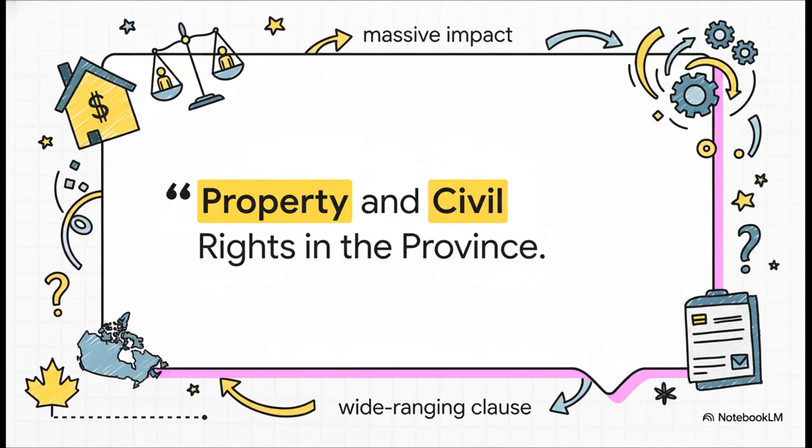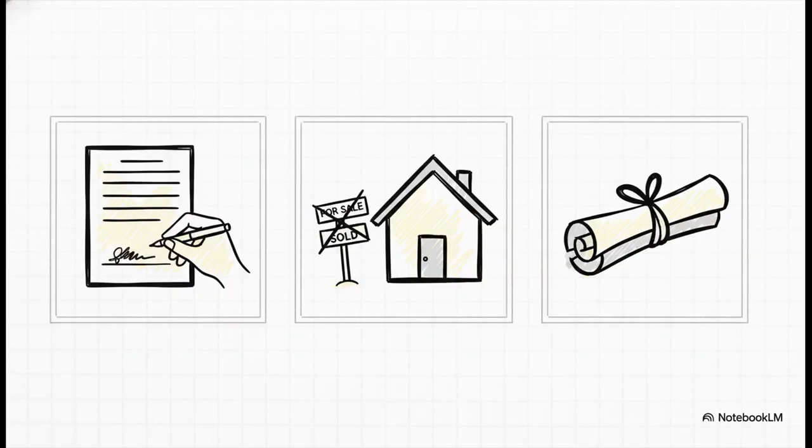And now, we get to what might just be the most powerful, most wide-ranging clause in this entire section. It's just 6 little words: property and civil rights. But boy, do they have a massive impact on your life. This right here is the source of so much of Canada's regional diversity. It is the reason why the rules for, say, renting an apartment or starting a small business or even family law can be so wildly different between Quebec and Alberta. It all comes back to this one specific provincial power.